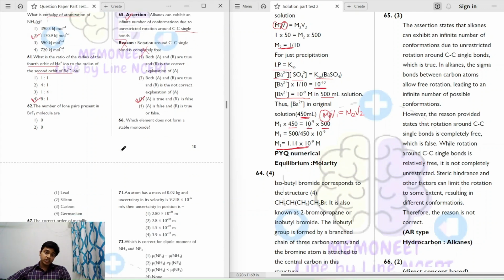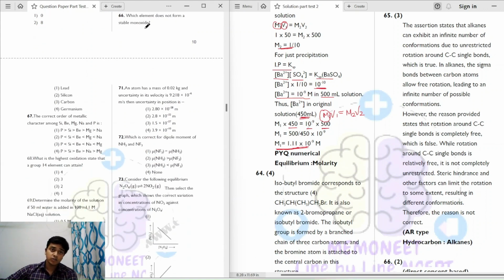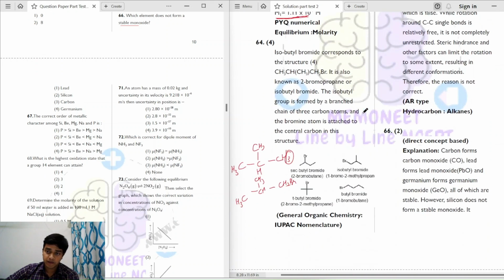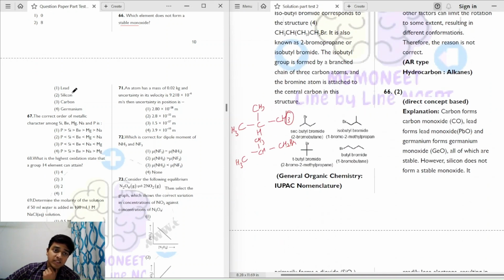Moving on to the next question. The question says, which element does not form a stable monoxide? And we have the group 14 elements, the carbon group. So we have options as lead, silicon, carbon, and germanium. So we know that carbon forms a stable carbon monoxide, right? Lead forms lead monoxide, and germanium forms germanium monoxide. However, silicon does not form a stable monoxide, right?